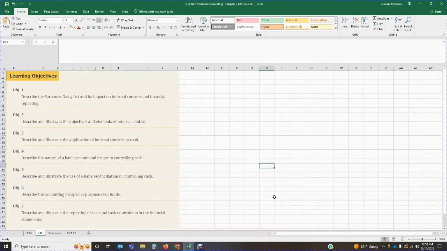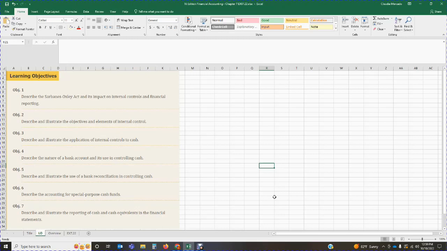The learning objectives for Chapter 7 include describing the Sarbanes-Oxley Act and its impact on internal controls and financial reporting. We're going to describe and illustrate the objectives and elements of internal control. Describe and illustrate the application of internal control to cash. Describe the nature of a bank account and its use in controlling cash. Describe and illustrate the use of a bank reconciliation in controlling cash. Describe the accounting for special purpose cash funds, and describe and illustrate the reporting of cash and cash equivalents in the financial statements.